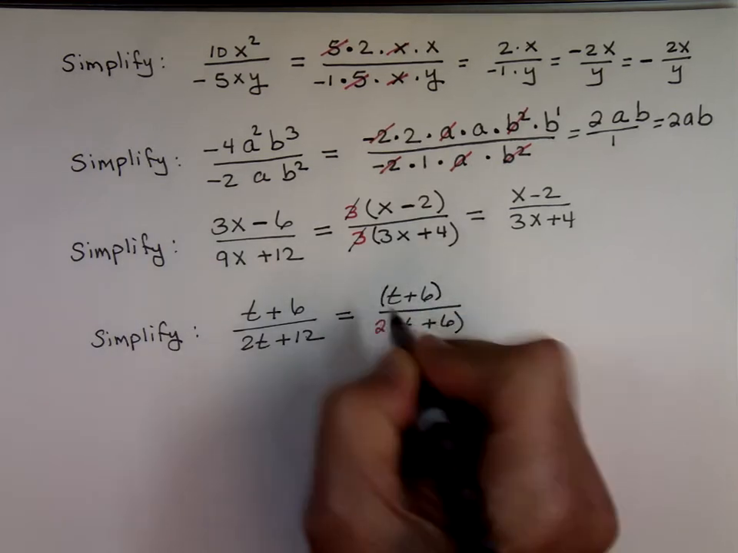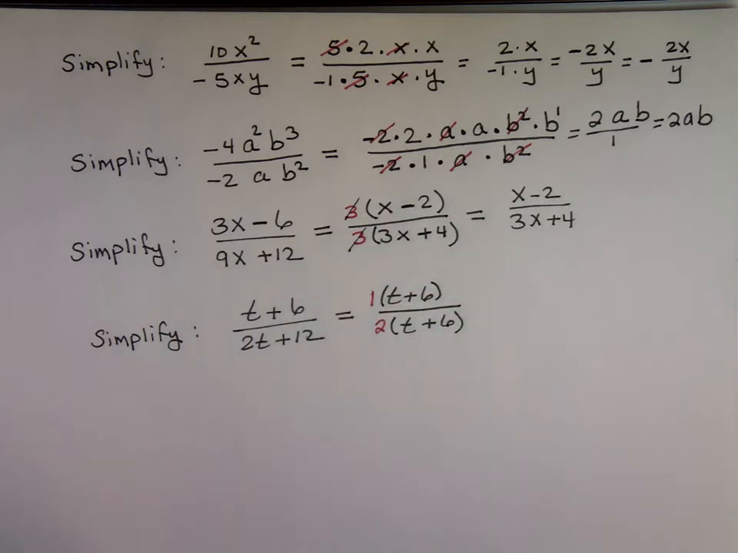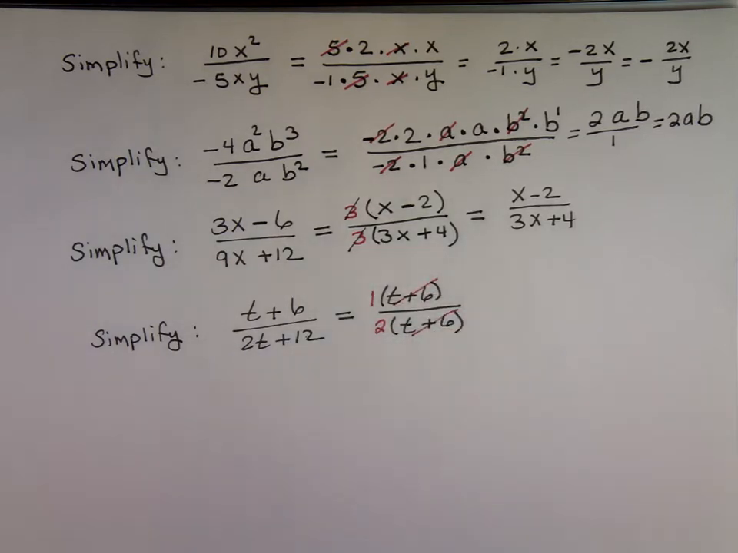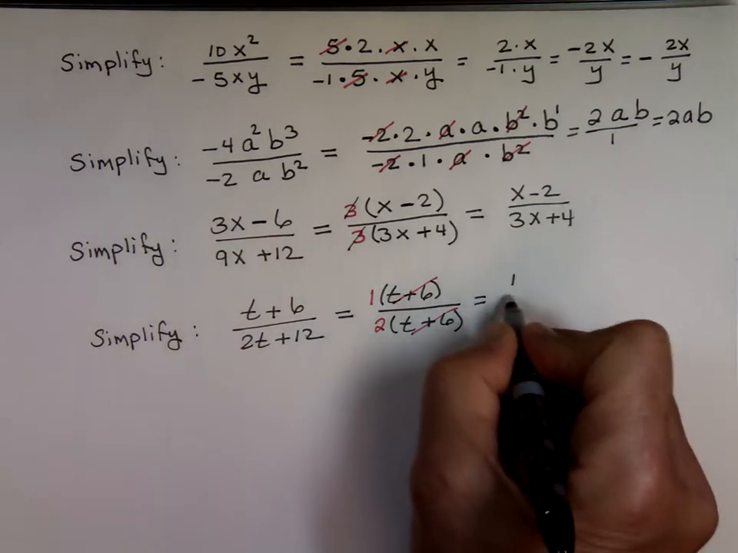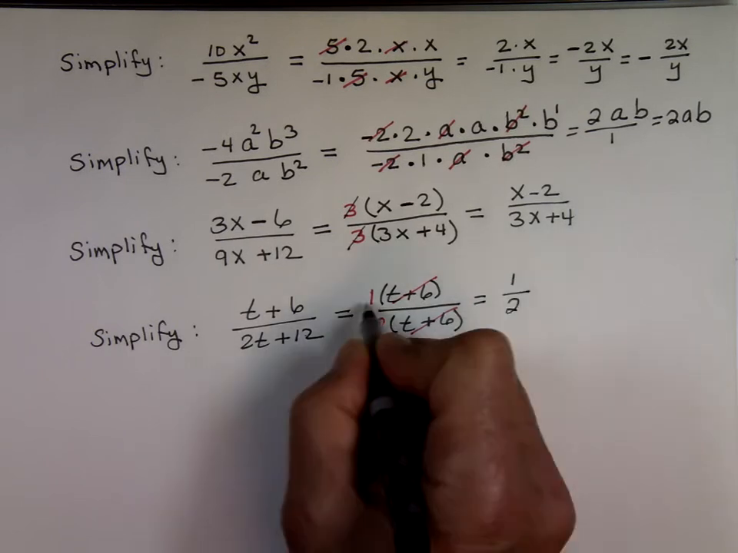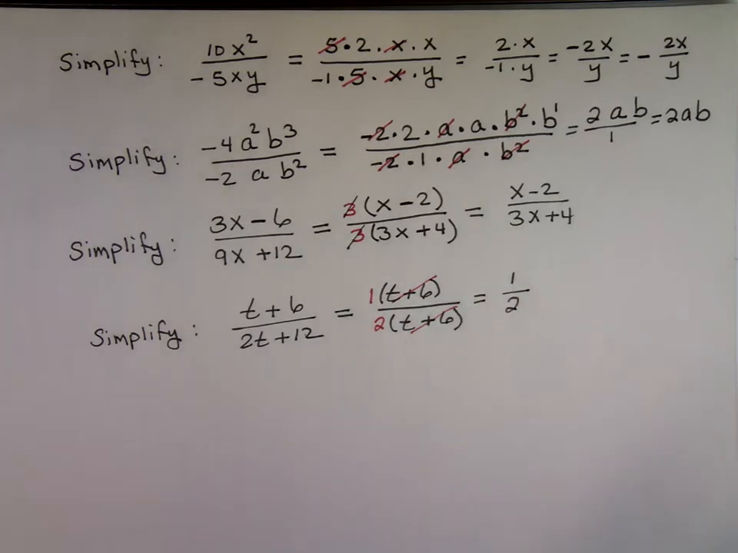Times a 1. We just don't put the 1. But I want to put the 1 because I want you to see it. And notice t plus 6 is the same for both of them. You can cancel that out. And what's left? So when you cancel the whole thing, there's always that 1 there. A lot of people don't want to put the 1. There's a 1 there, but we just don't put it. But in this case, you have to write the 1. If you just write the 2, that's the wrong answer. So it's 1/2.